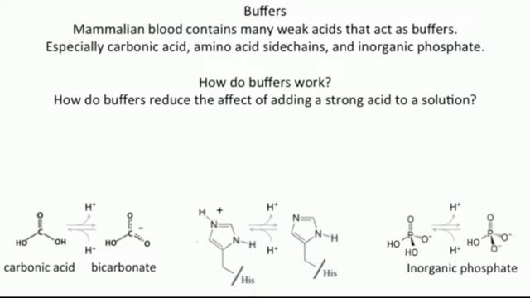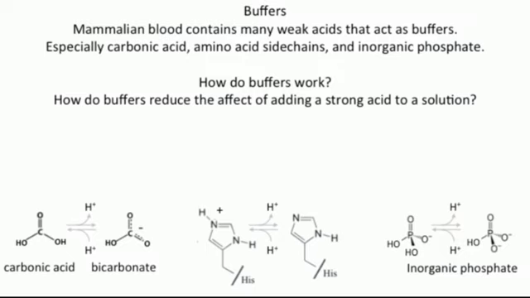Buffers. Our blood has a lot of buffers, such as carbonic acid. And we also have protein in our blood, like hemoglobin, with histidine side chains that at fairly near physiological pH can accept or give up protons. And there's inorganic phosphate, which can give up or take protons. So now we've added the hydrochloric acid. The pH didn't change as much as we would have predicted.